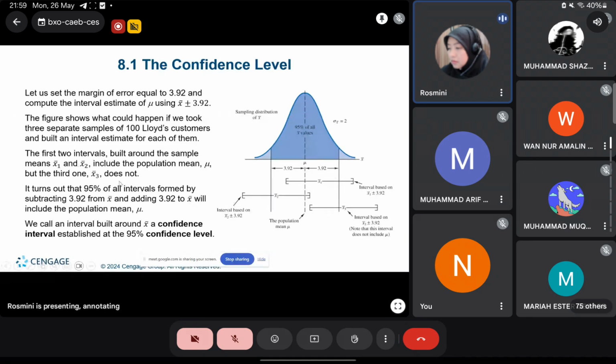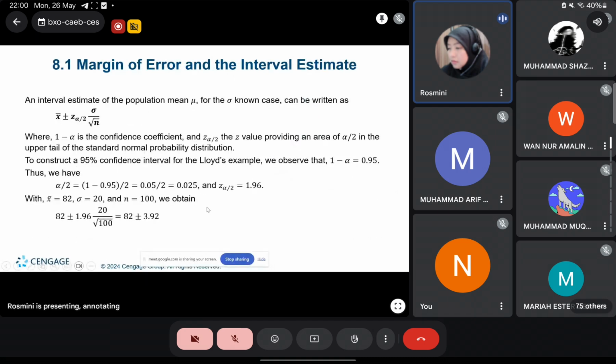So the first two intervals built around the sample means, X bar 1 and X bar 2, include the population mu, but the third one, X bar 3, does not. So don't just understand that the confidence interval is 95%. What I'm trying to show you here is the Z score. Z score of 0.02, Z equals to 1.96.